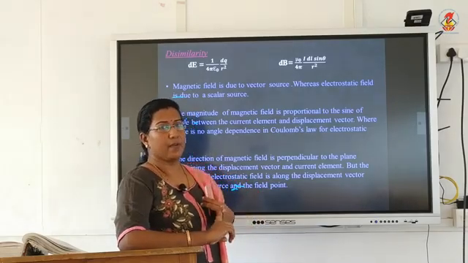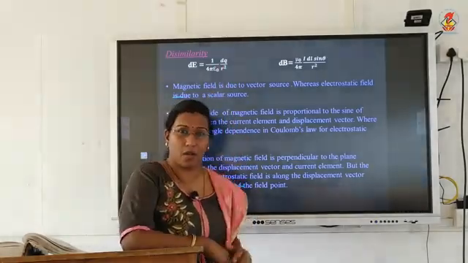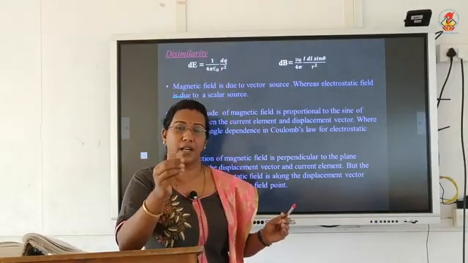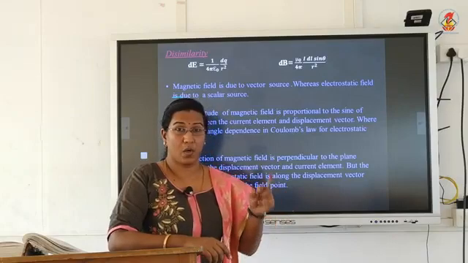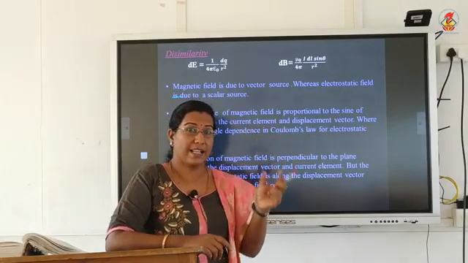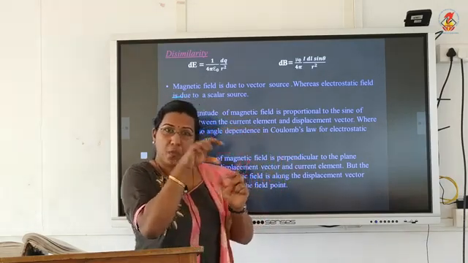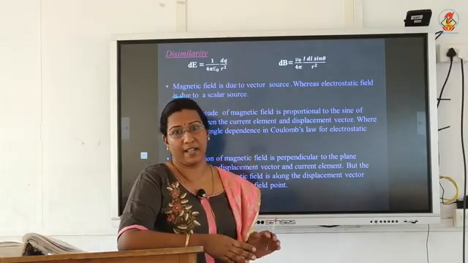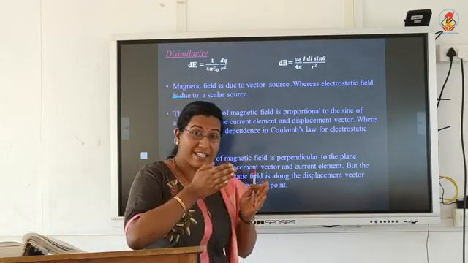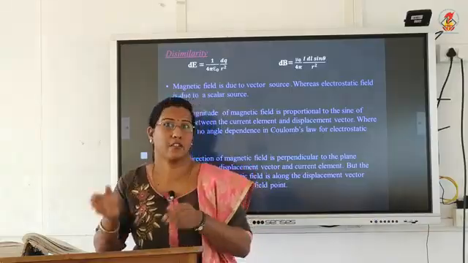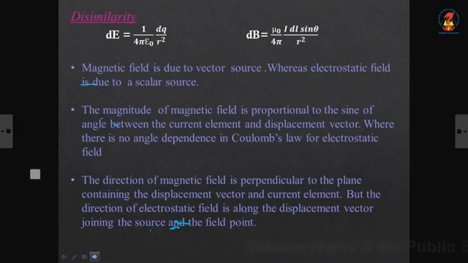Now, second difference, you know that charge is a scalar quantity. So, electric field is produced by a scalar quantity. Whereas, I told you current element IDL is a vector quantity. Direction is very important in magnetism: in which direction current is flowing and which part of that conductor we are taking. Which means magnetic field is produced by a vector quantity. So, magnetic field is due to a vector source, in our case IDL, whereas electrostatic field is due to a scalar source, that is our charge Q.